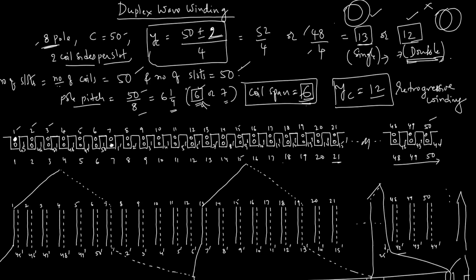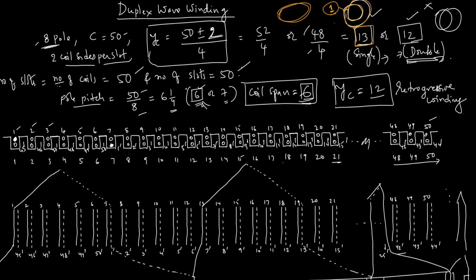Okay, so you can just check by taking 13 as the commutator segment pitch, yc equals 13, and see where we will be starting at 1. We will be starting at 1, and then we will complete all the coils and come back to segment 1. Okay, so there will be only a single circuit now. There will be only a single circuit, right? Not two circuits, but they will be spiral in nature.